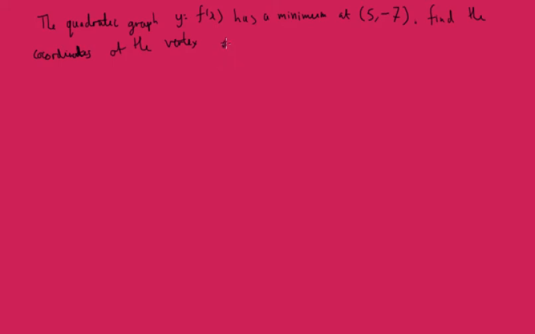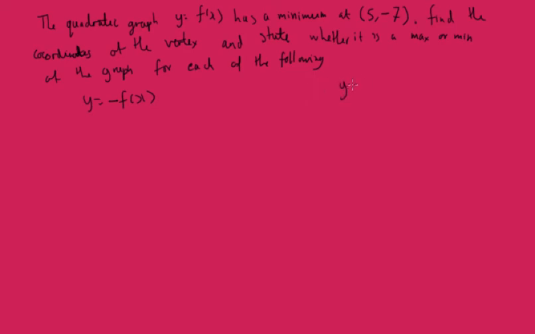vertex and state whether it is a maximum or minimum of the graph for each of the following. So y equals minus f of x and y equals f of minus x. So I'm going to just put a line down here and we'll deal with them both separately.